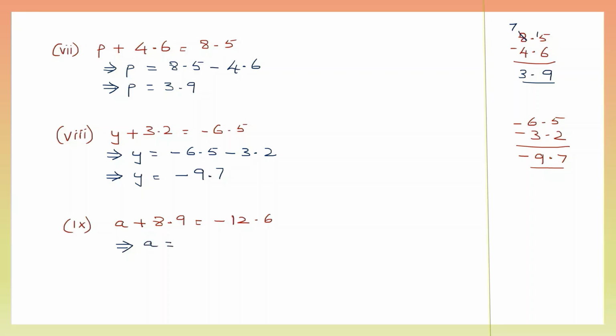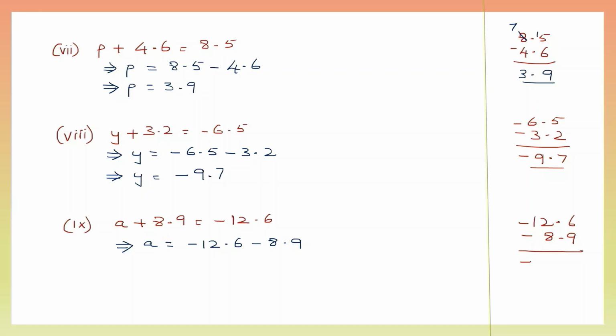A is equal to minus 12.6 and then transpose plus 8.9, it becomes minus 8.9. So let's solve this. Let's subtract these two numbers. We have minus 12.6 and we have minus 8.9. That means the signs are the same. We put the same sign and we add. Though the signs are minus, we add because signs are the same.